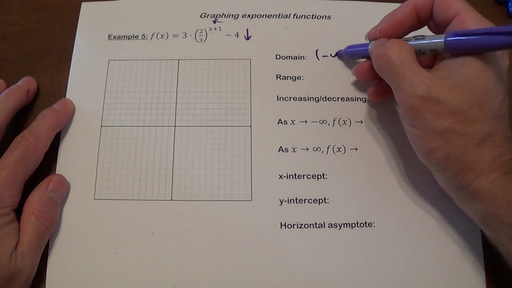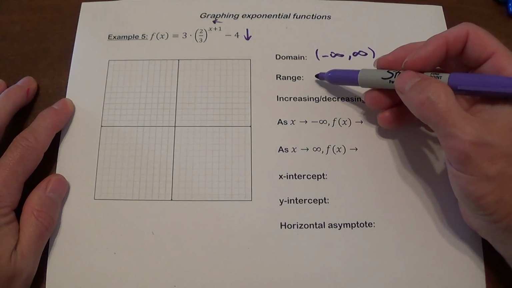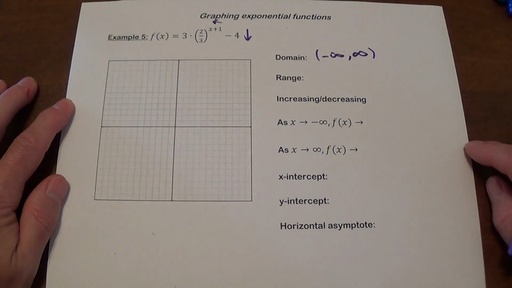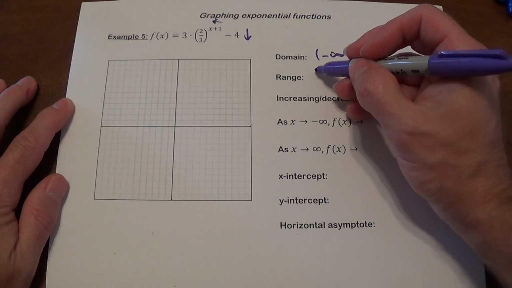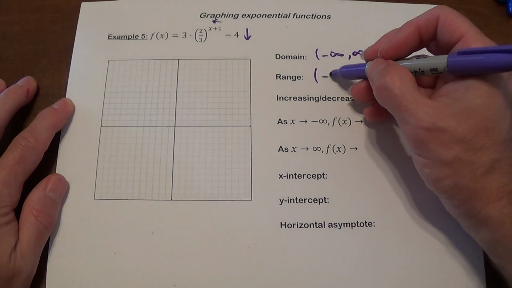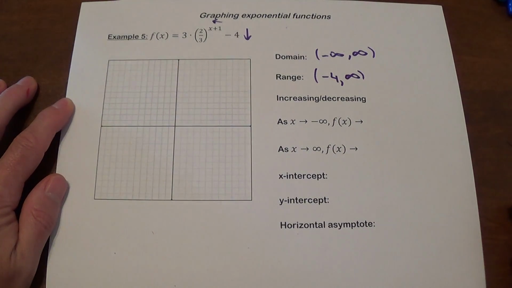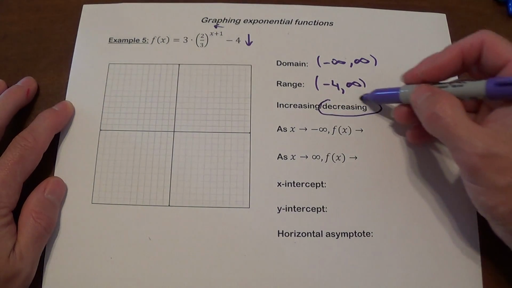The domain is going to be, of course, all real numbers. So the only transformations that impact the range are going to be either a vertical reflection or up and down shift. So we have an up and down shift. So our range is going to be from -4 to infinity because we shifted the graph 4 units down. The base here is less than 1, which means the function is going to be decreasing.